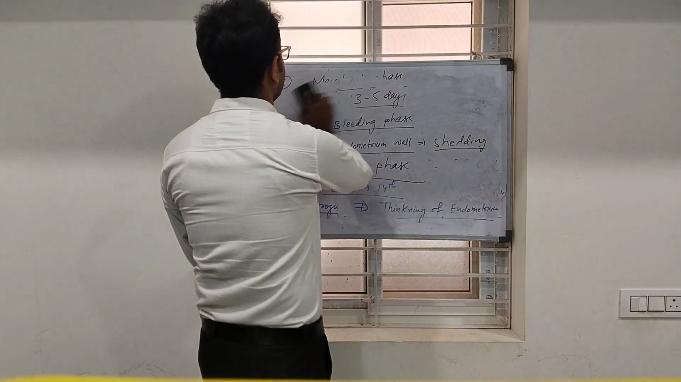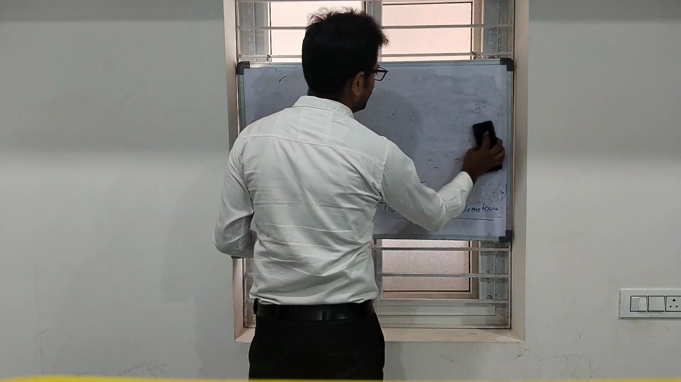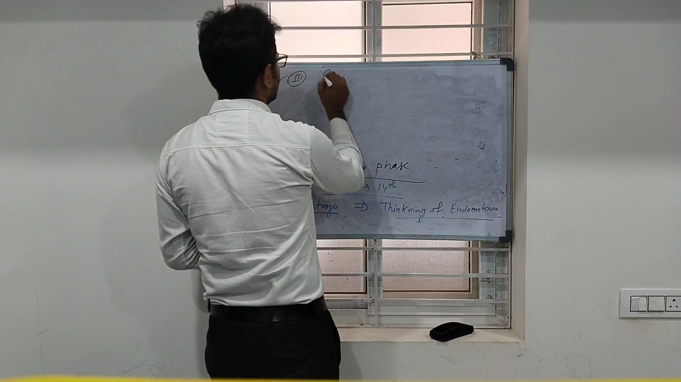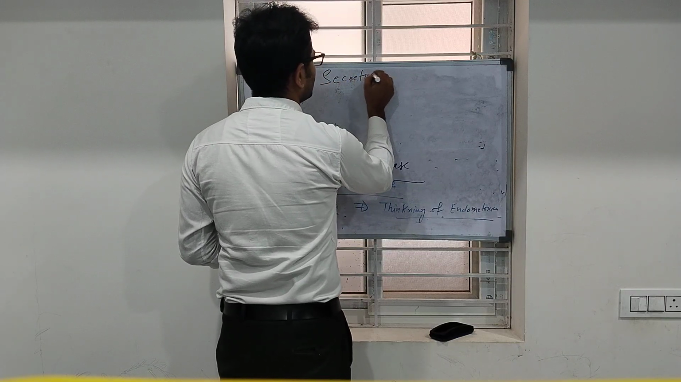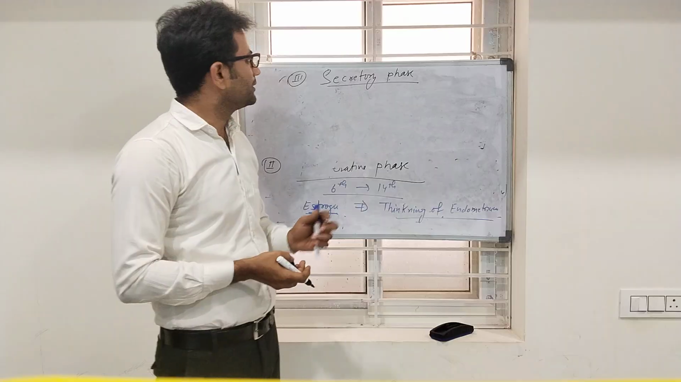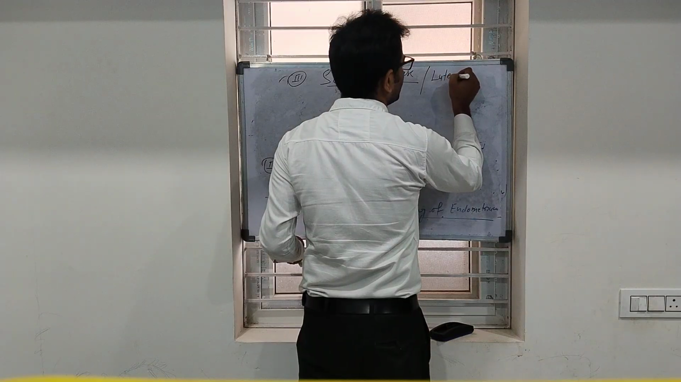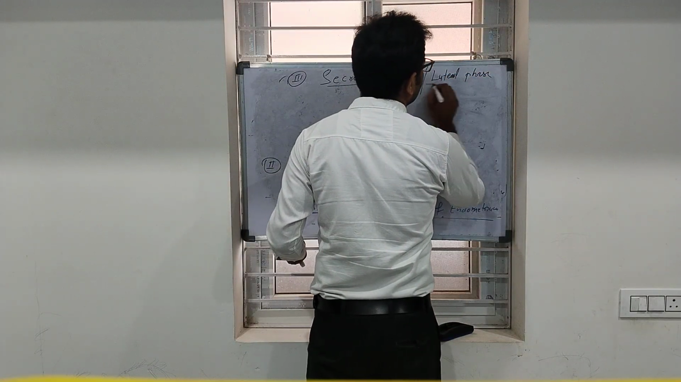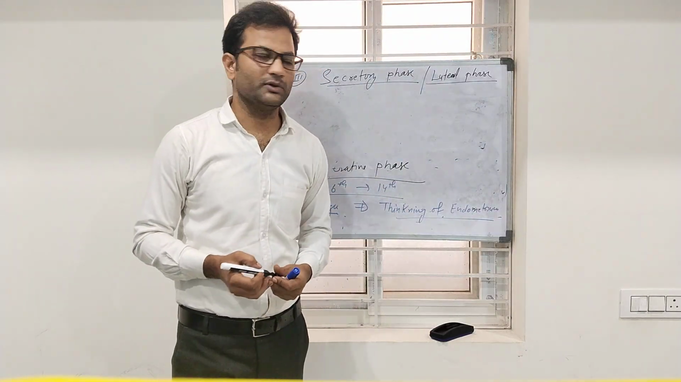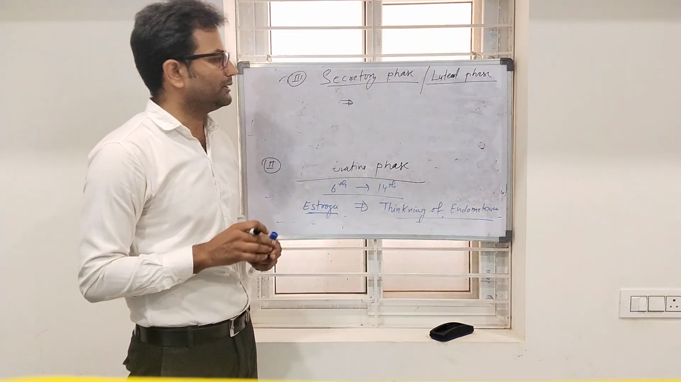After this proliferative phase, the next phase is known as the secretory phase. So the third phase of the uterine cycle is the secretory phase. In the secretory phase, because of a high level of progesterone, we can compare the secretory phase with the luteal phase. In the luteal phase, we observe that a high level of progesterone is secreted by the corpus luteum. So in the secretory phase, the endometrium thickening will be maintained because of the high level of progesterone.